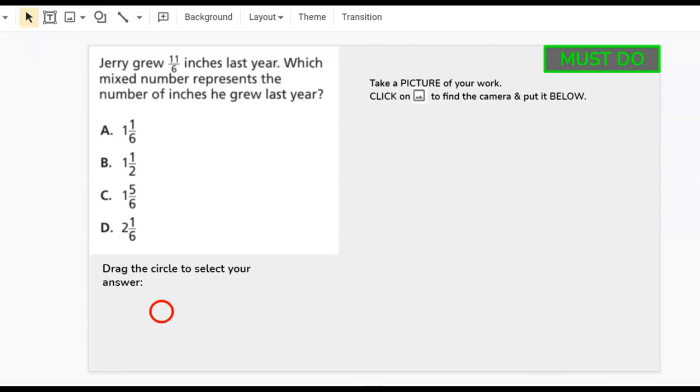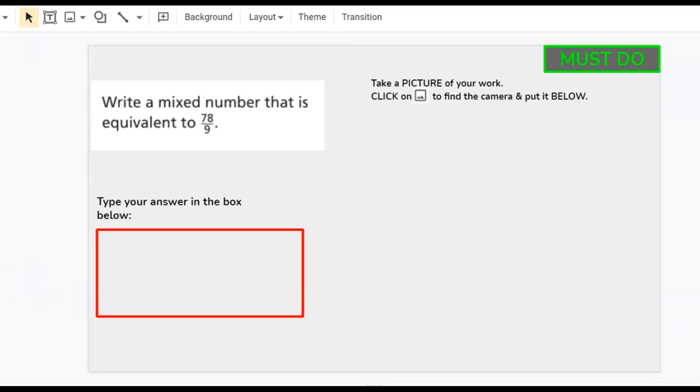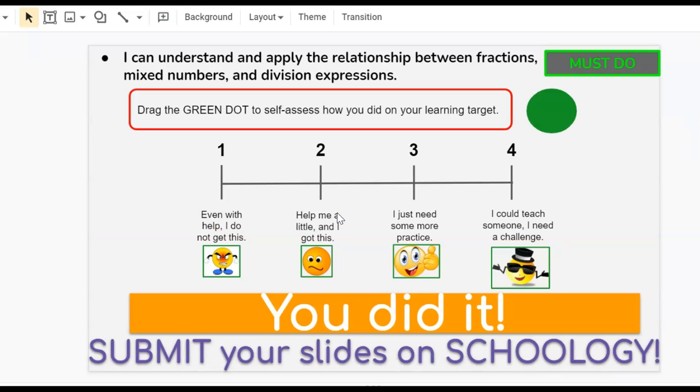Then you have a problem on your own where you are turning an improper fraction into a mixed number. You'll do it on your whiteboard, take a picture, and then drag the circle to the correct answer. And another problem just like that, where you take the improper fraction and rewrite it as a mixed number. You type your answer right here. Remember to take a picture of your work. And then you can submit your slides on Schoology after you rate yourself.